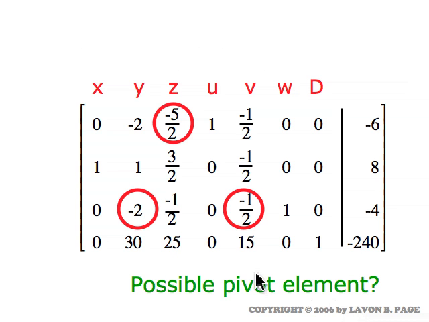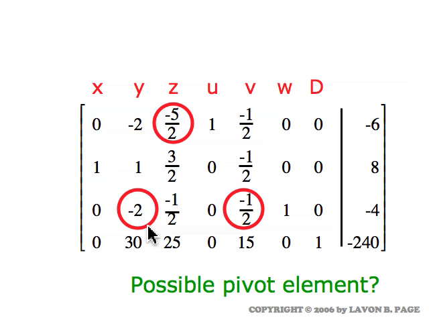Here I've tested the ratios to see what the three possible pivot elements would be. If we choose the second column, the pivot element would have to be -2, and that's because it would give us a ratio of 2. This ratio would be 8. This ratio would be 3, so the smallest ratio is obtained with the -2. So if we're working in column 2, the pivot element has to be the -2.